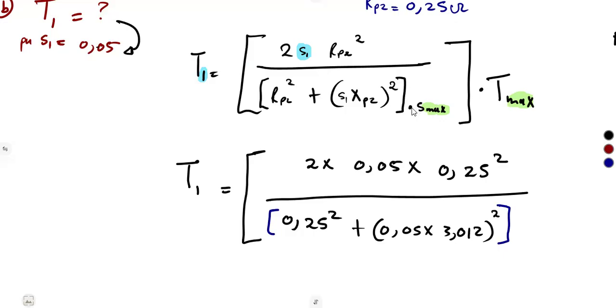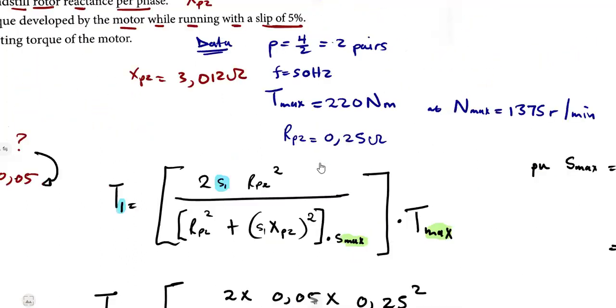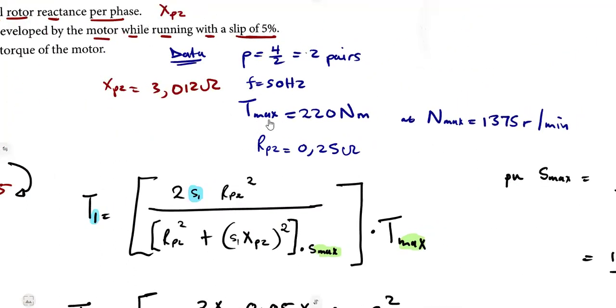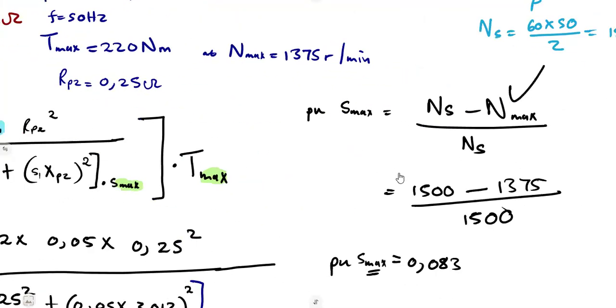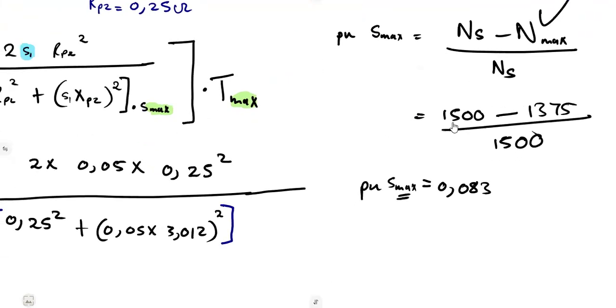Then you multiply it by the slip, the maximum slip, which happens at this maximum torque. Do we have that? We have it from the information that we had here. They said at this maximum torque we are given maximum speed, and we calculated the maximum slip from there. So we take that value, as a decimal, 0.083. All right, so that is it, guys.